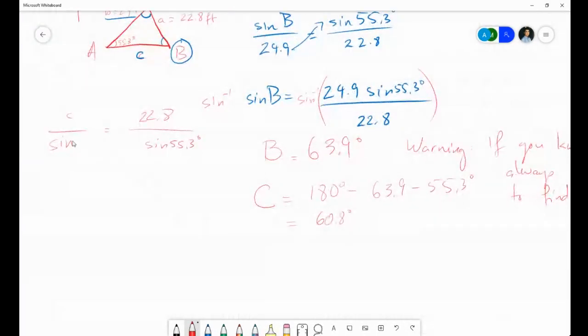We're going to use 60.8 in our equation here to solve for side C. So go ahead and finish with C, and then we'll be done with half the problem. Then we have to do it for the other half.